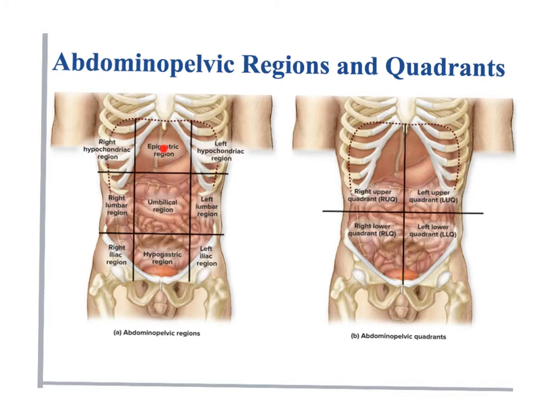And then down the middle, the epigastric, which means above the stomach. Most of the stomach's there. The umbilical region is right around your belly button. And below the umbilical is the hypogastric region. That's where most of the bladder is. Okay? The quadrants are much easier. Right upper, left upper, and everything is based off of the cross section just above your belly button.